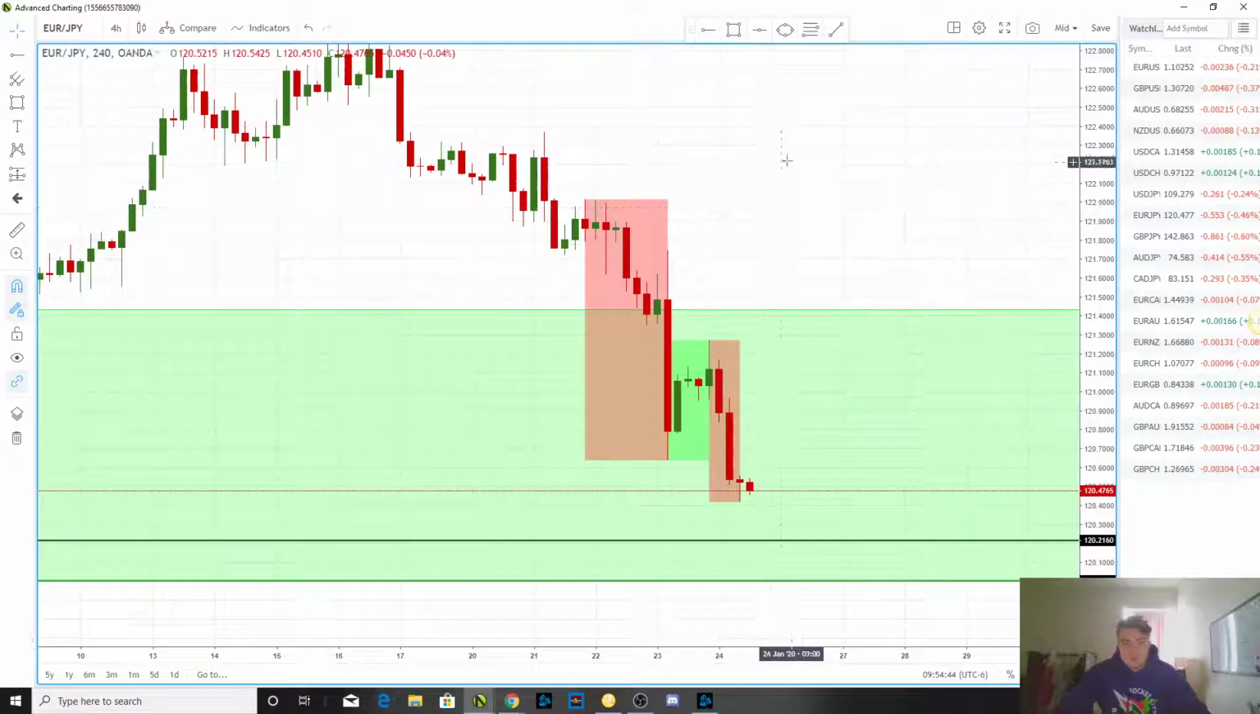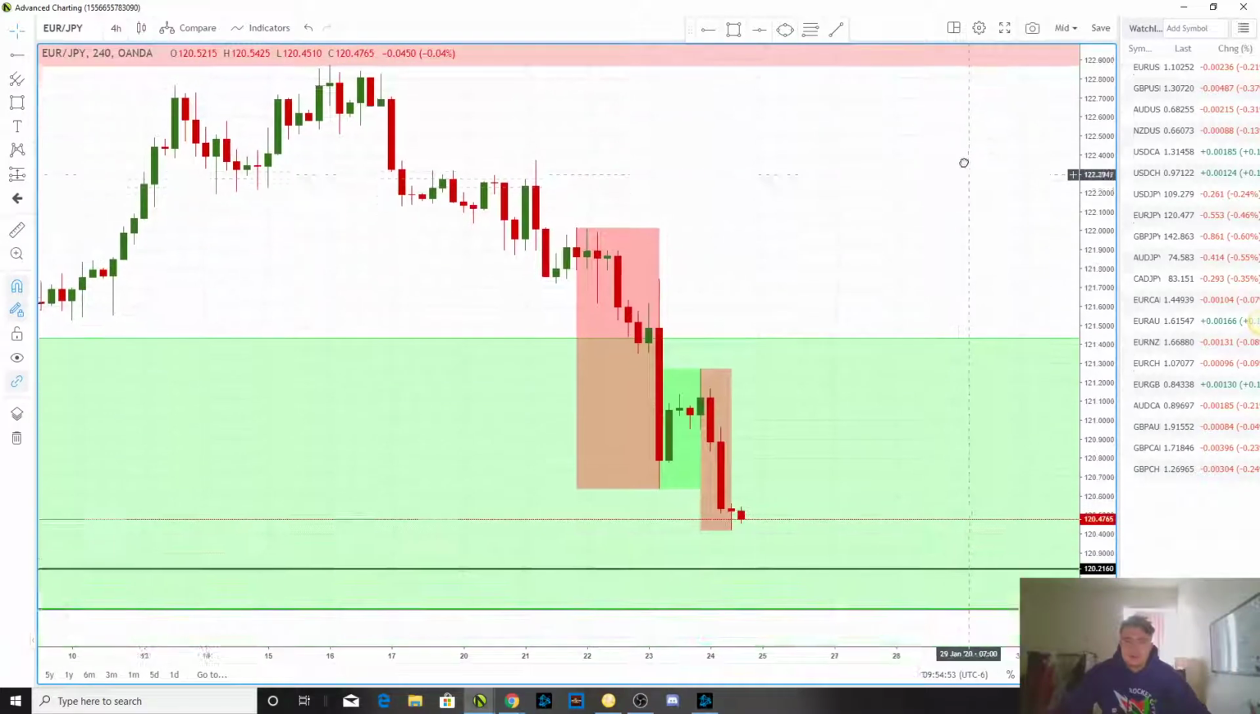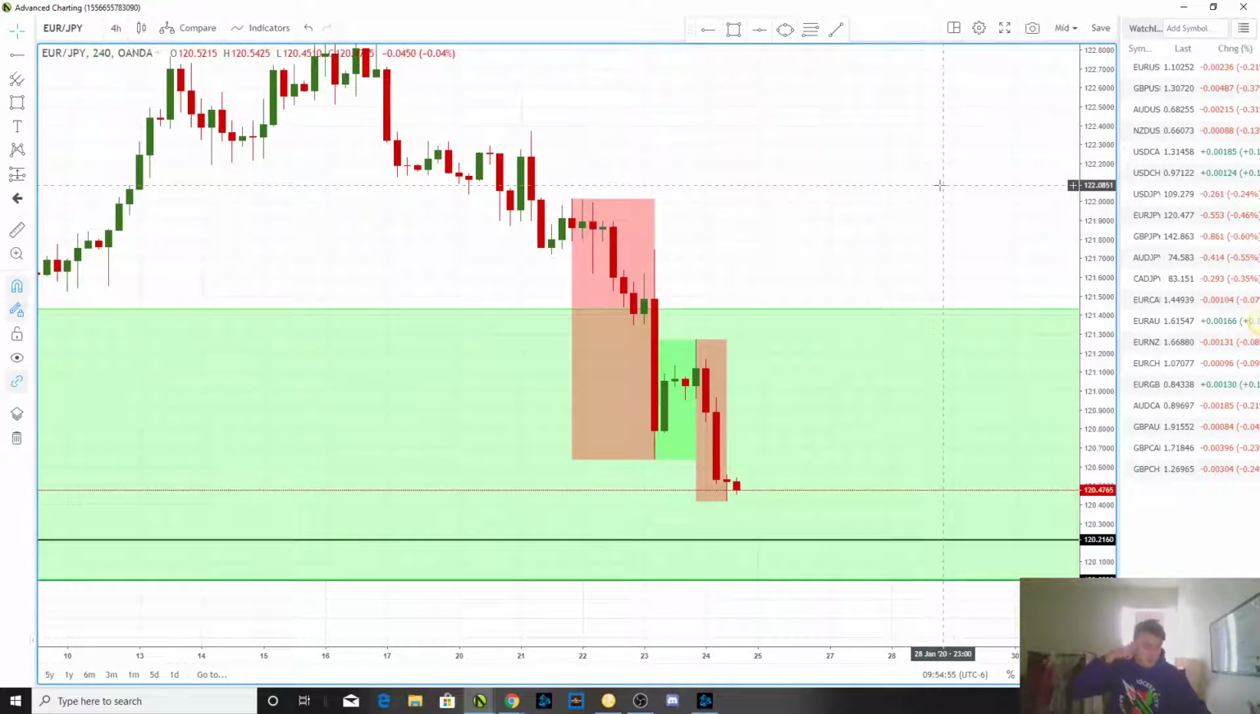So Euro Yen, just waiting for it to turn. I'd like to say it's probably gonna, I don't really know if it'll come down into the daily demand area first and then start turning. That would be ideal, because that would maximize the profit potential.